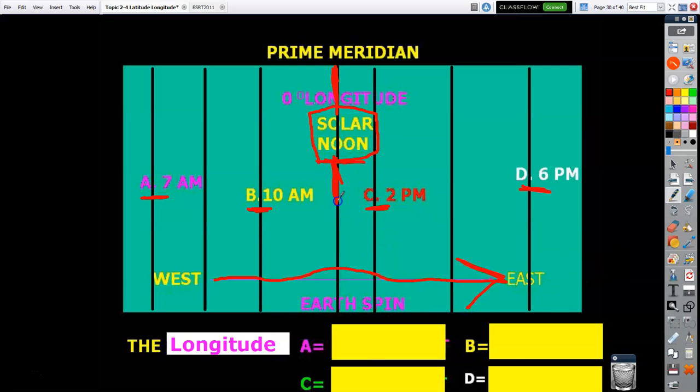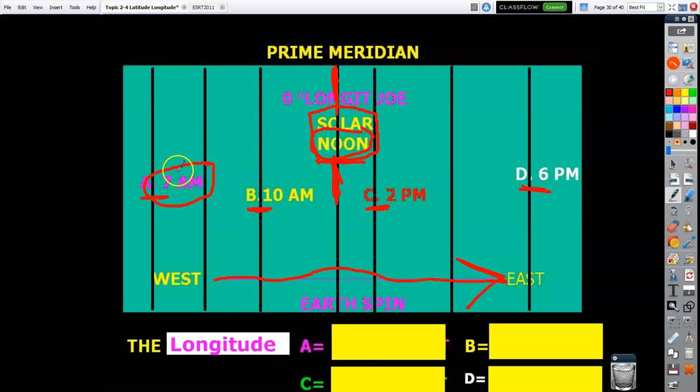So noon at the prime meridian. They want the longitude for A, B, C, D. So we'll start with A. I find, again, go through the 3 steps. I find the difference in time between the prime meridian and your location. Well, it's noon at the prime meridian. It's 7 a.m. at your location. So how many hours in between?